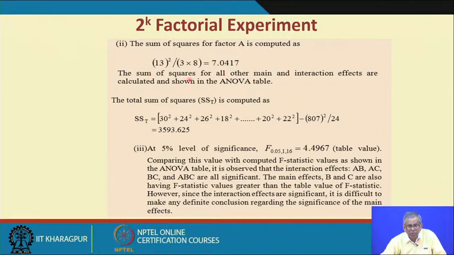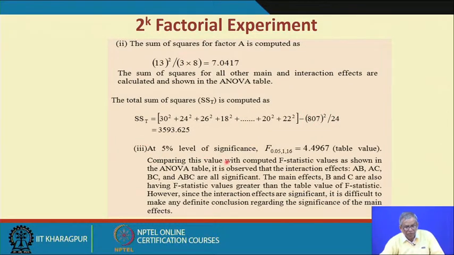Already I have given you the steps. You have all the data. The sum of squares for all other main and interaction effects are calculated and shown in the ANOVA table. So just refer to the ANOVA table, you will get all the details. The total sum of squares is computed with this formula. That means SST, you follow this formula. These values you get from the table, and this is the factor K, correction factor.